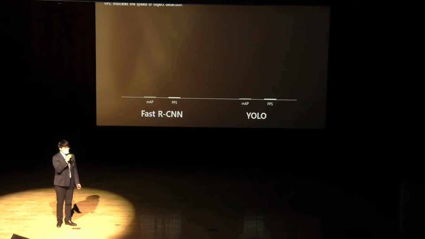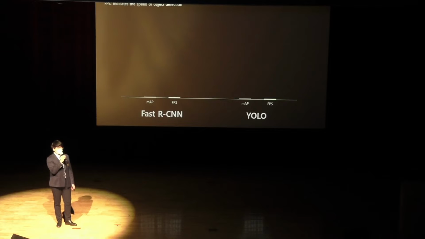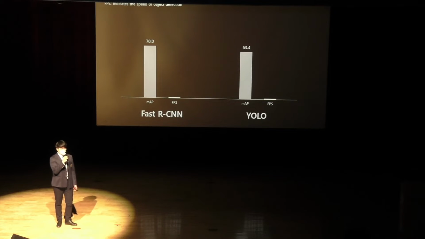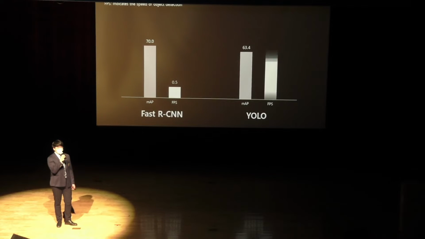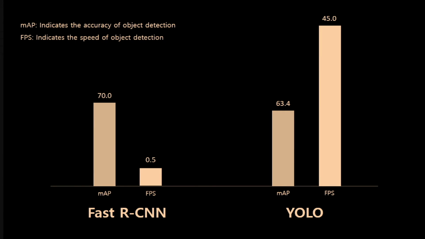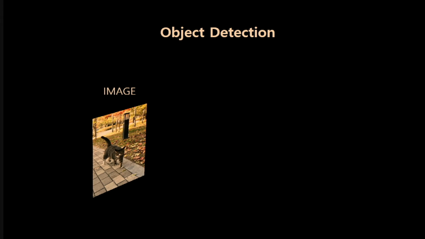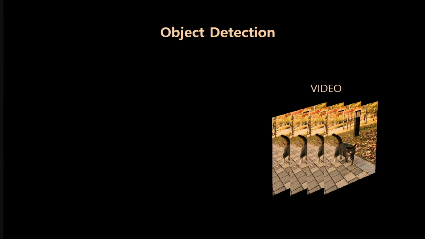Let's compare fast RCNN and YOLO algorithm. Before we compare this algorithm, we need to know about this. The MAP value means the accuracy of object detection model, and FPS implies the number of objects that object detection model can detect per second. Simply, it is the speed of object detection model. The MAP value of fast RCNN is 70%. It is 6.6 percentage point higher than YOLO algorithm. But YOLO has 45 FPS, which is 90 times greater than fast RCNN. For this reason, we can detect objects not only on images, but also on videos.